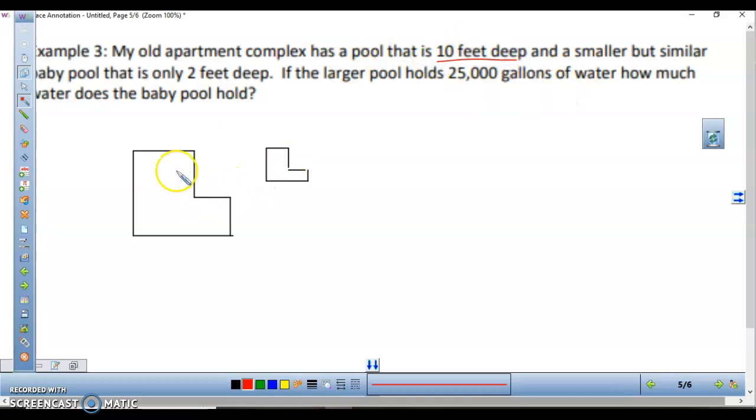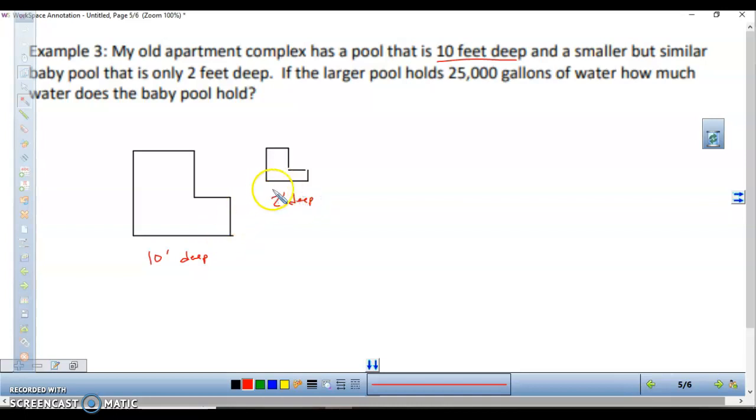That's not really true. The depth in the big pool used to vary in that swimming pool, but the baby pool's depth was constant. But in order for us to do this problem, they have to be similar in every way, so they both need a constant depth. All right, so here are the two pools. This pool is 10 feet deep. This pool, which is smaller and similar, as I've drawn, is 2 feet deep.